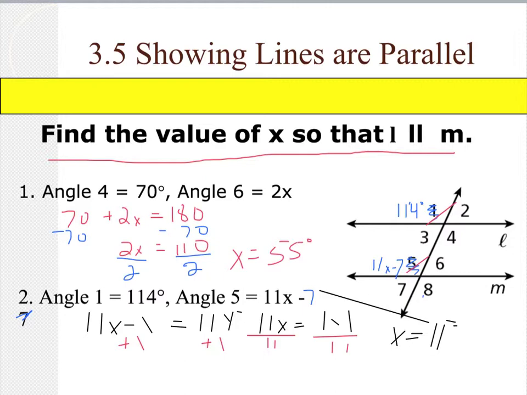Okay, so on these types of problems where it says find the value of x so that L is parallel to M, you're basically assuming that L is parallel to M. And what you have to do is come up with the correct value of x to make them parallel. Okay, awesome. That is all we have for today.